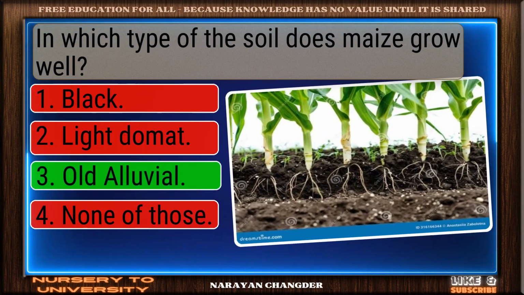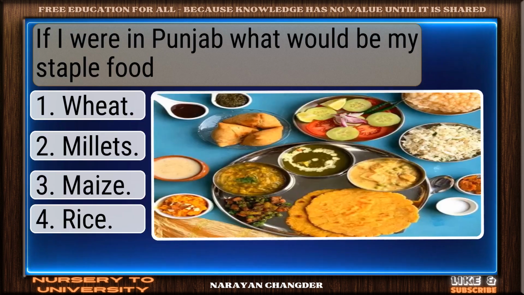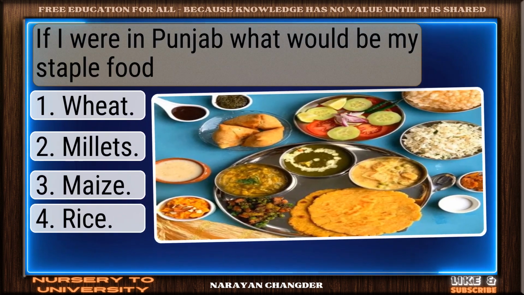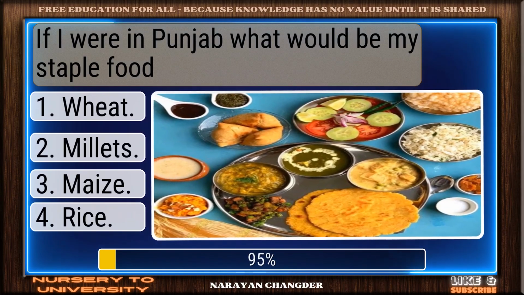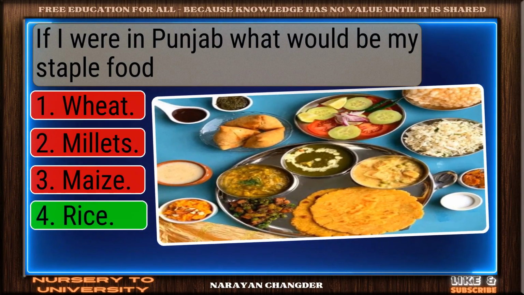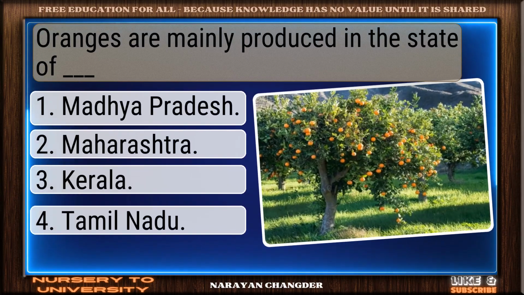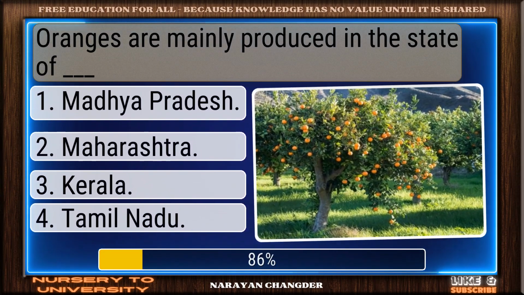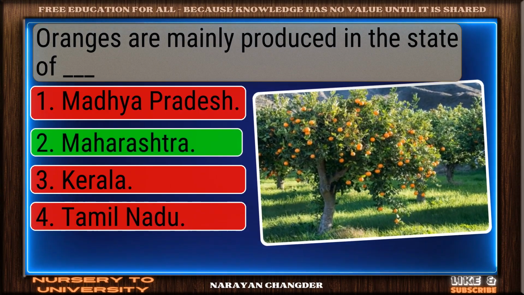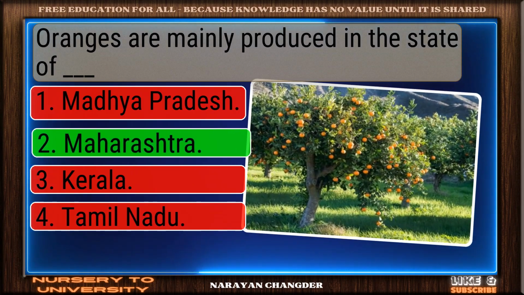Perfect. Old alluvial is the one. If I were in Punjab, what would be my staple food? Nicely done. Rice is solid. Oranges are mainly produced in the state of dash. Smart pick. Maharashtra is correct.